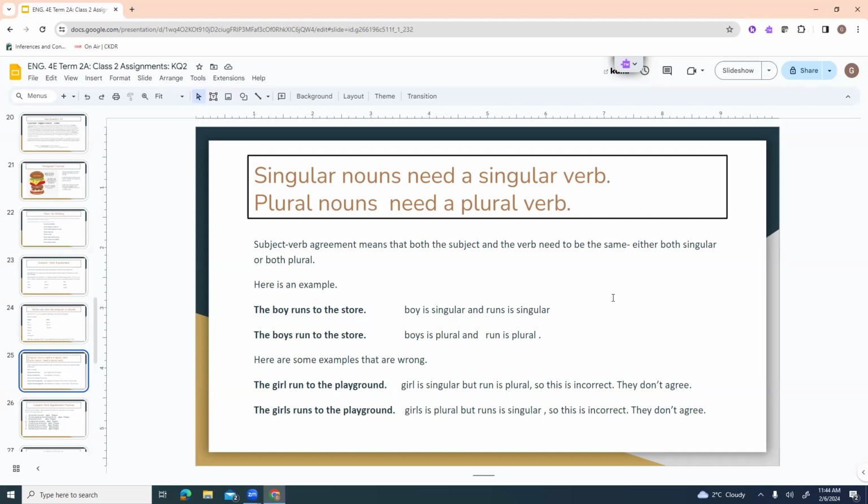Here are some examples that are wrong. The girl run to the playground. Girl is singular, but in this instance, remember, run is the plural form. So it's incorrect. They don't agree. The girls runs to the playground. Girls is plural, but runs we use as singular. So it's incorrect. The way I think about it is if there's no S on either, it's probably not right. If there's S's on both, it's probably not right. That's just one quick way to check things.